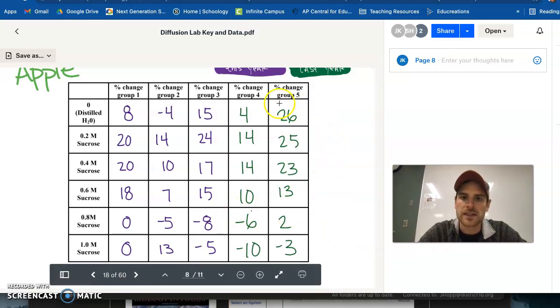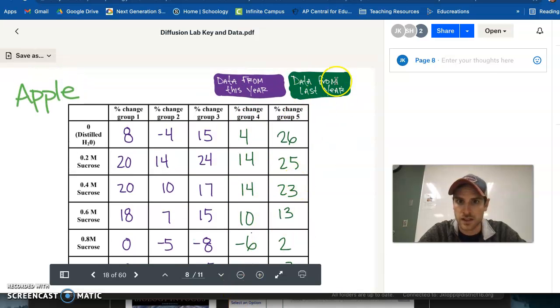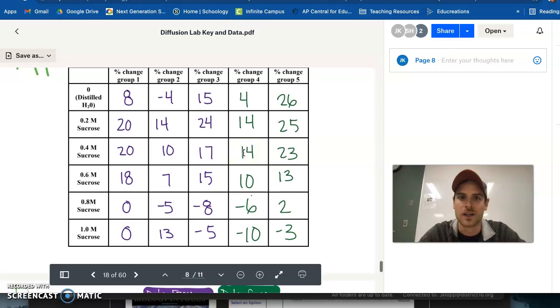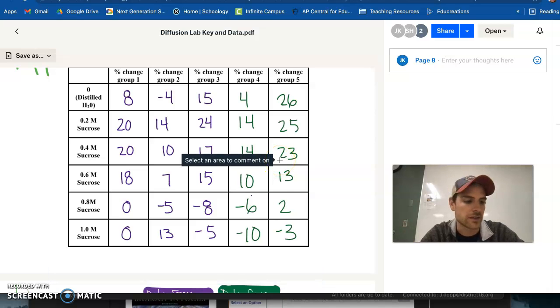Then I want you to plug in these green numbers here, group 4 and group 5, because that's the most recent data, or last year's data. This is not data from this year. So fill in the section here. It'd be 4, 14, 14, 10, -6, -10. And then for group 3 it is 26, 25, 23, 13, 2, -3. Then I want you to calculate the average change.